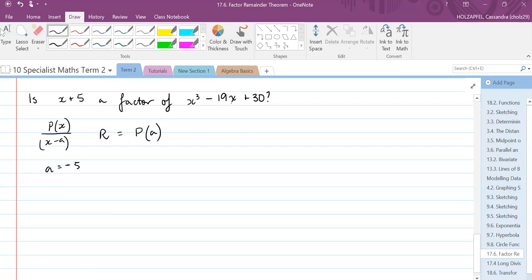If this is a factor, then we can go ahead and use long division or algebraic methods to find the other factors for this particular function. So let's go ahead and do that. First we'll test whether or not it is a factor.